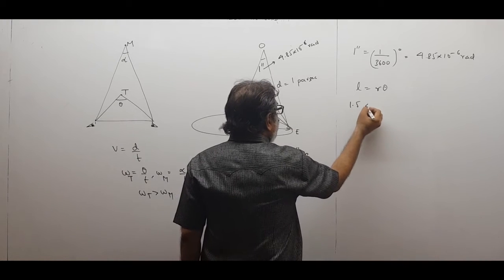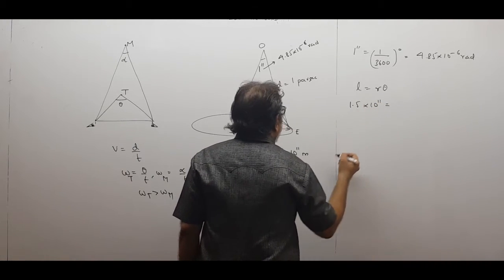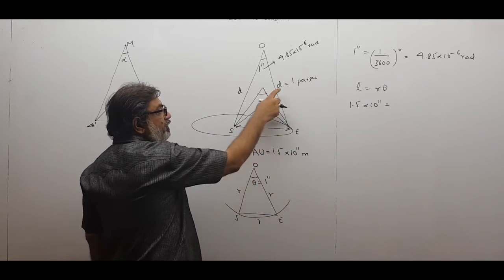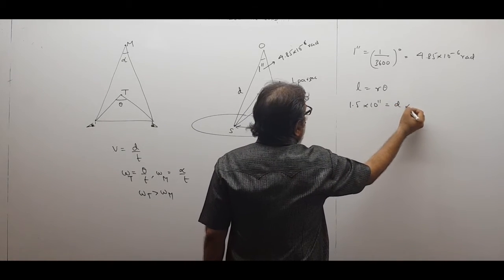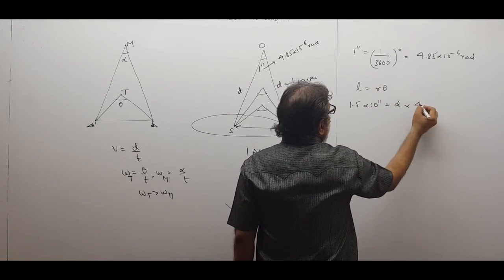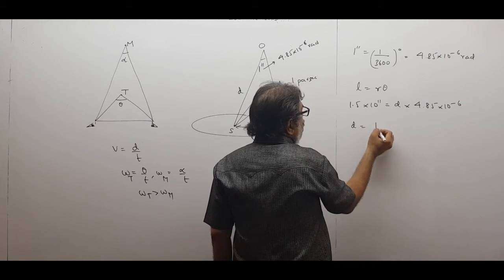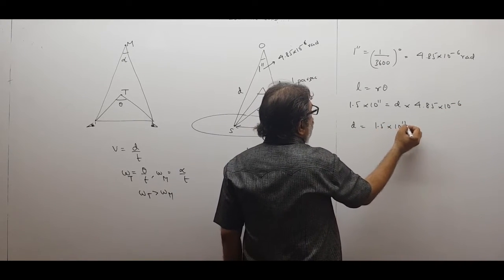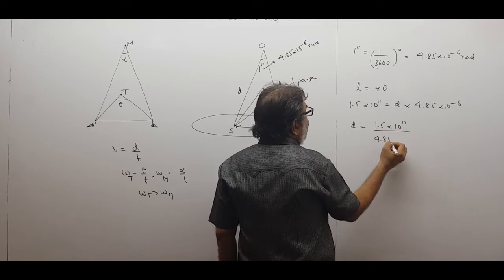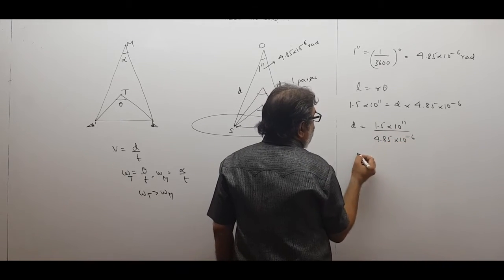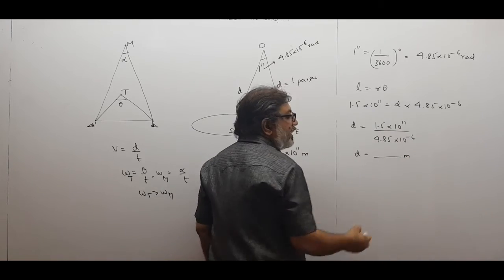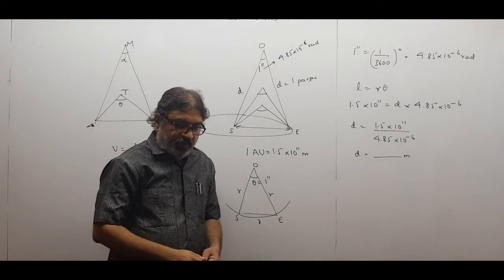So 1.5 into 10 raised to 11. R means this distance you want, 1 parsec, into theta, 1 second, how much is it? 4.85 into 10 raised to minus 6. So D will become 1.5 into 10 raised to 11 upon 4.85 into 10 raised to minus 6. D will be so many meters. I think you can find out using a calculator.